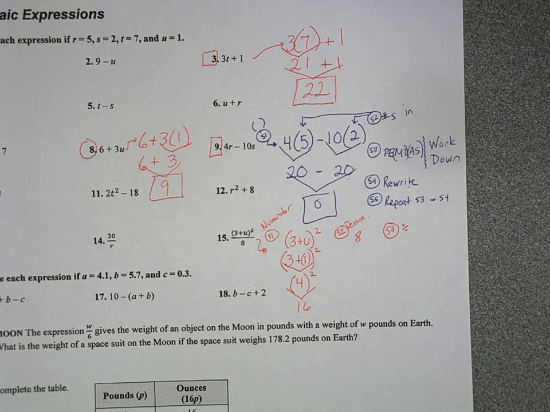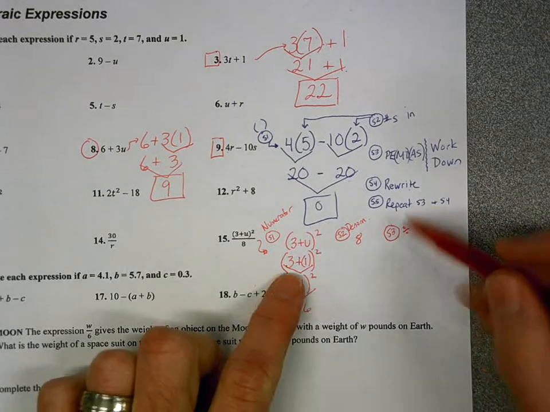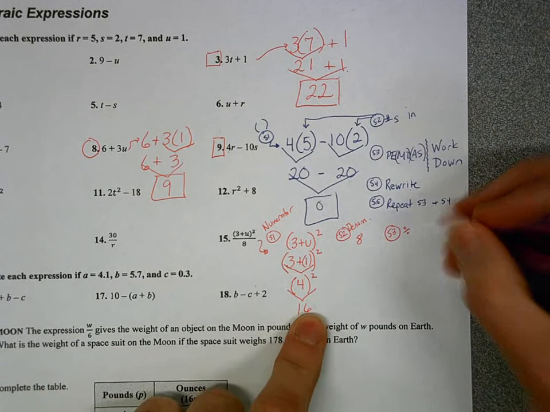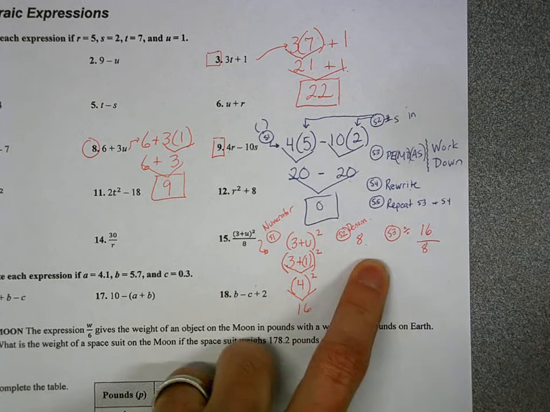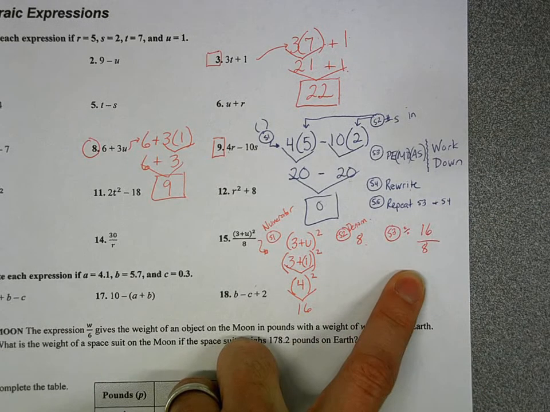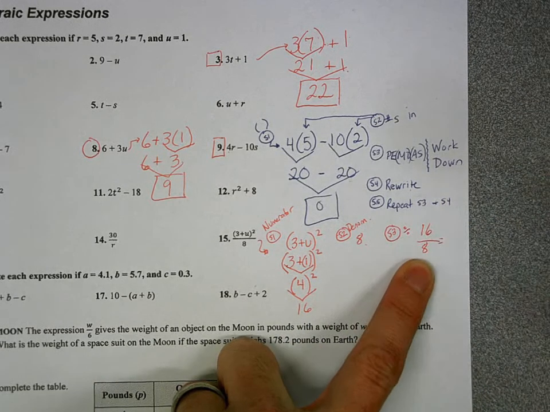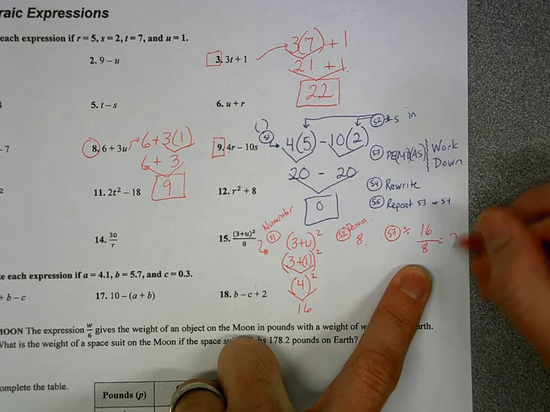Okay, going right where we left off. So we have our numerator, which is 16. We have our denominator, which is 8. I set my fraction back up, and now it's just a division problem. Ladies and gentlemen, 16 divided by 8 is 2. And there's our answer.